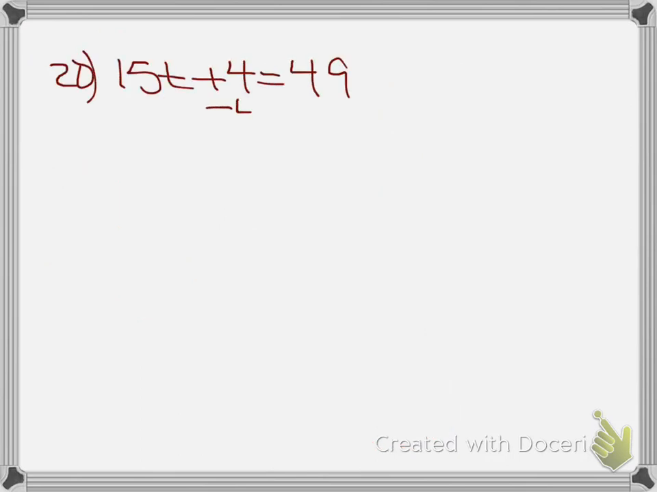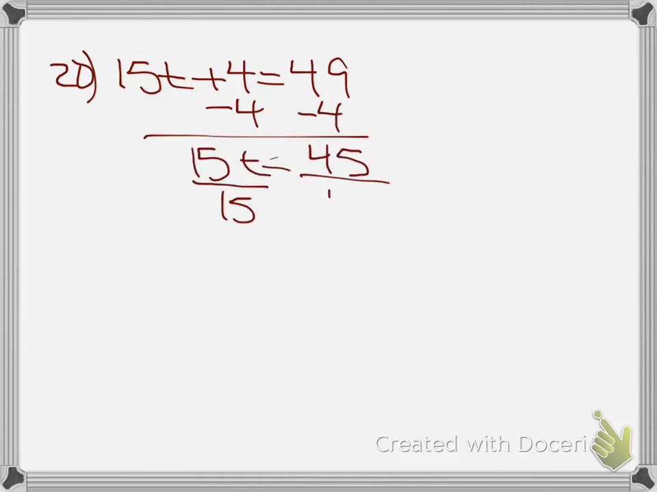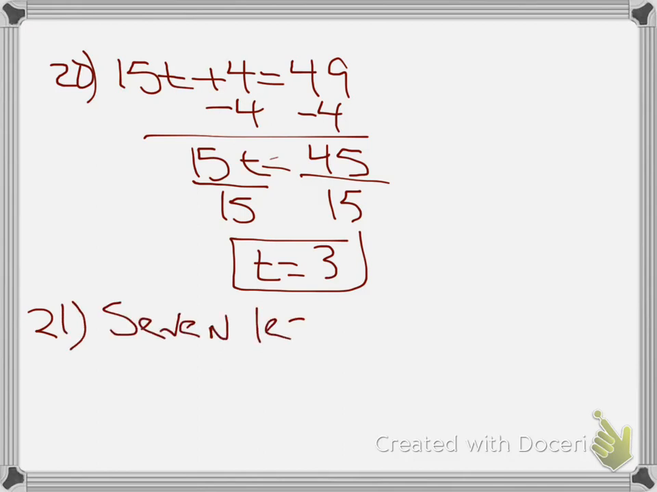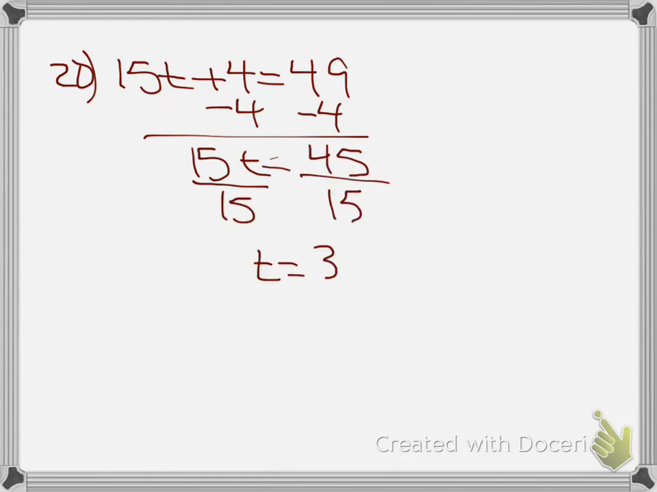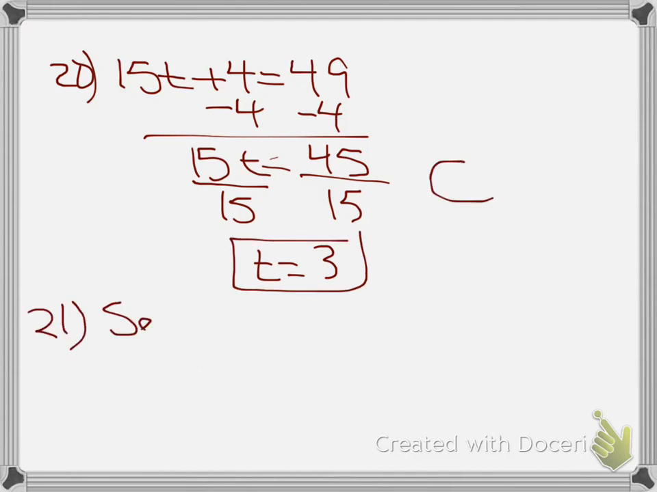20, I need to subtract 4 and then divide by 15. So I subtract 4 and divide by 15, and I get an answer of 3, which is letter C. Oh, I didn't put that letter. No! Let's try that again. So the answer here was C. Whoopsie, sorry, I forgot to give that to you.